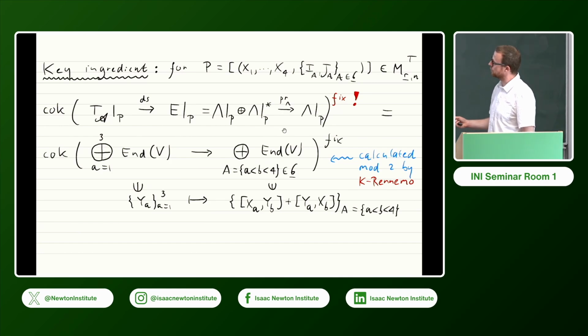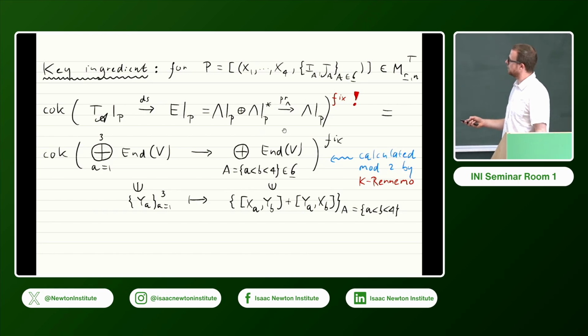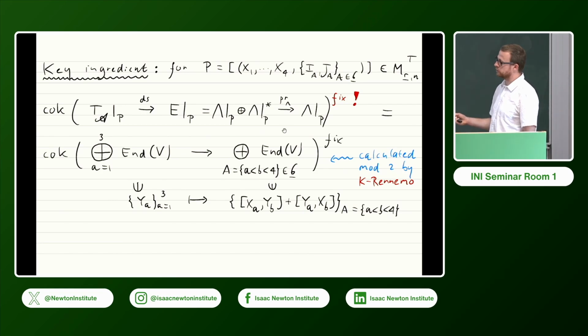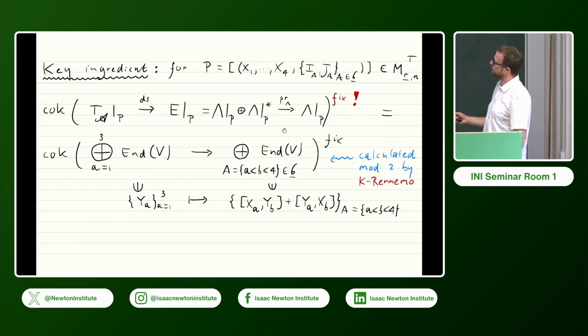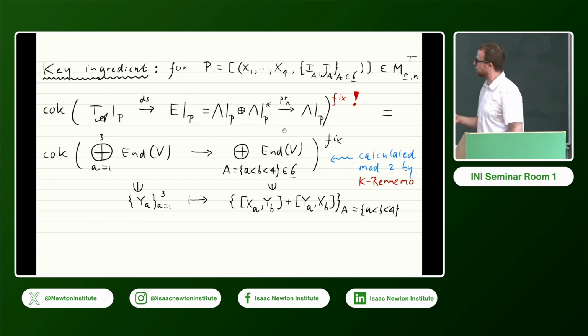So to be concrete, at this fixed point, it just becomes the map from 3 copies of the endomorphism algebra to the sum over all A in 6 bar with A smaller than B smaller than 4 of NV. You're taking matrices YA and mapping them to the commutator XAYB plus YAXB. And again, actually calculating the parity of this co-kernel is not easy, but we already did it in this work. So that can then be fed into the origami story.